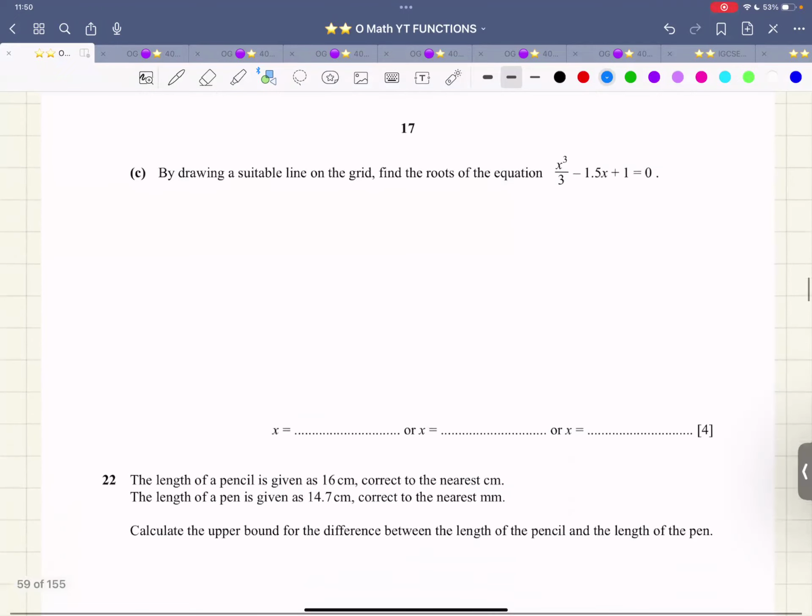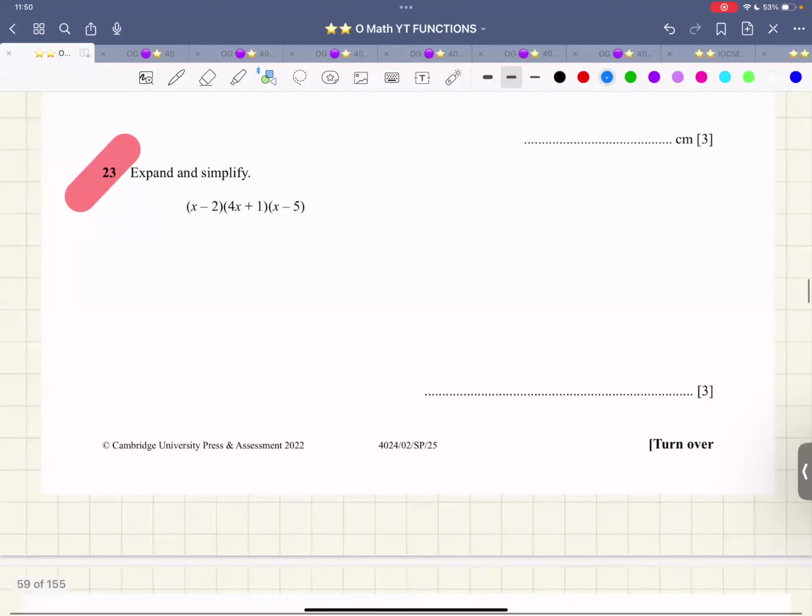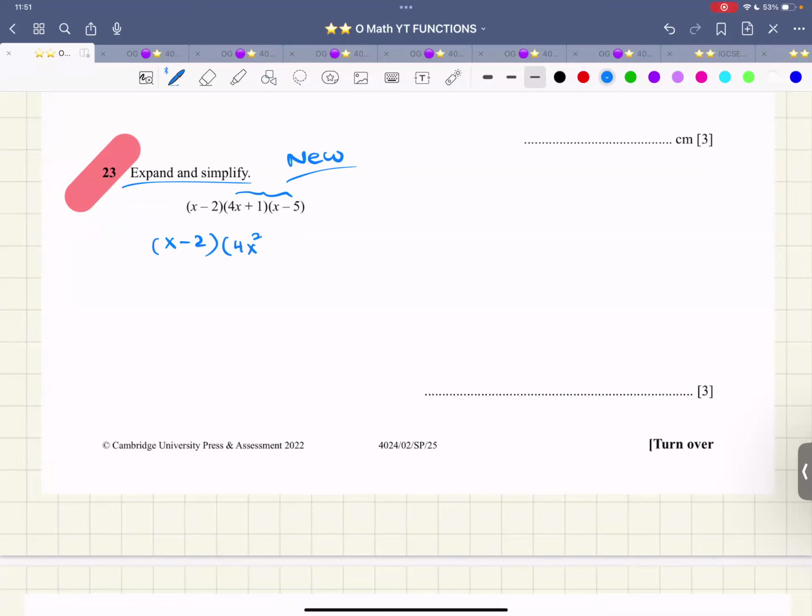And now some past paper questions. The first one, just the shaded one that I have marked. Expand and simplify. So this is the new thing in the syllabus, multiplying out 3 brackets. So therefore, this is x minus 2 remains as it is. First, multiply these two. 4x into x, 4x square. 4x into minus 5, negative 20x. 1 into x, that is x. And this is negative 5. First, simplify on the inside. 4x square minus 19x minus 5.